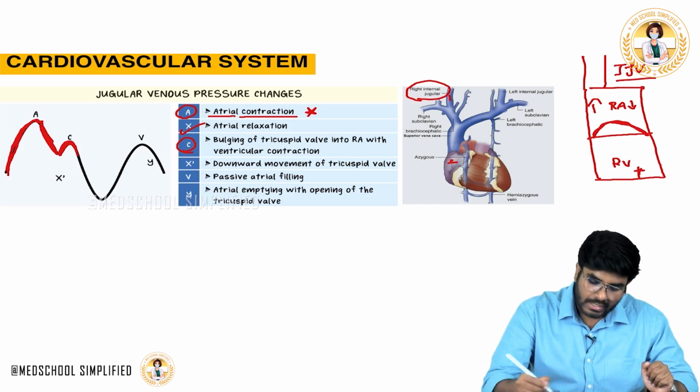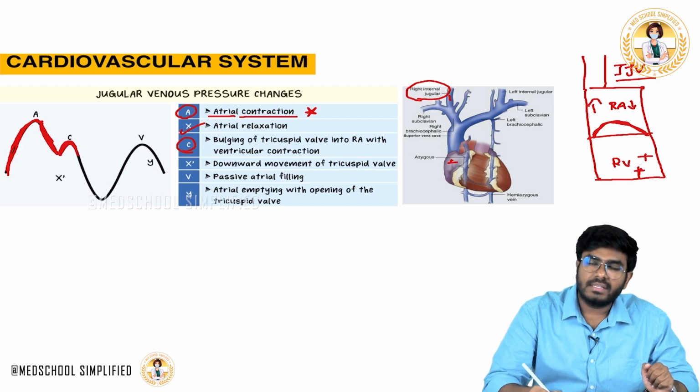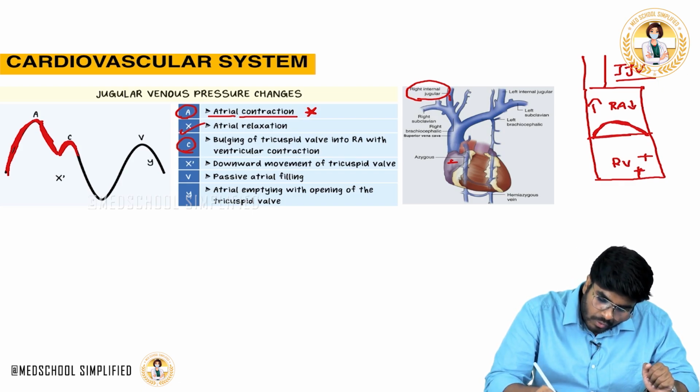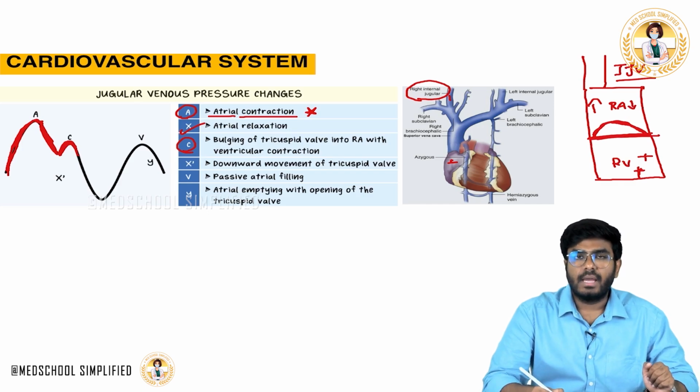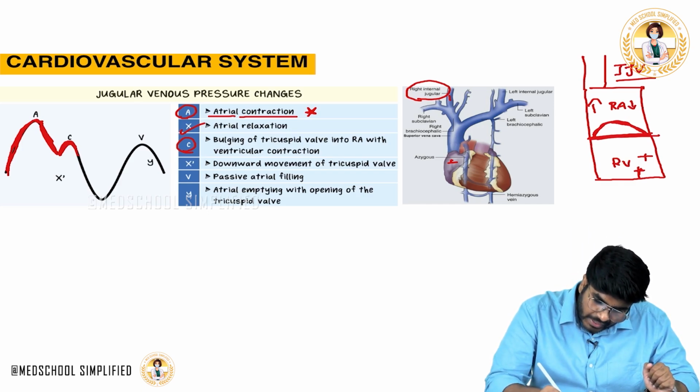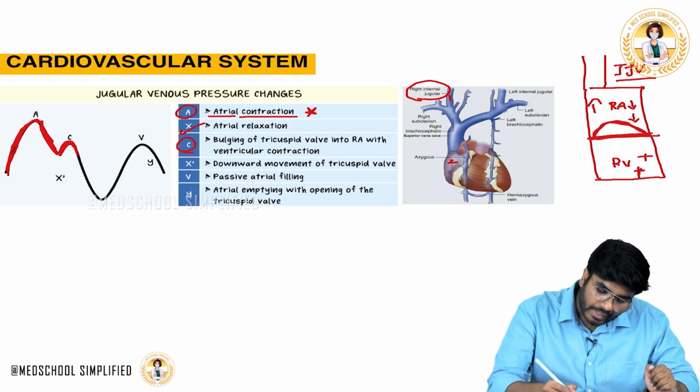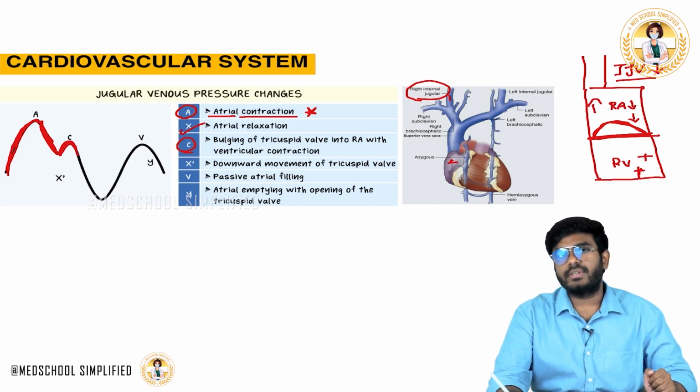Okay, now later what happens? Now the ventricle is relaxed. Again the valve goes back to its normal place. Again right atrial pressure decreases. When right atrial pressure decreases, internal jugular venous pressure also decreases.